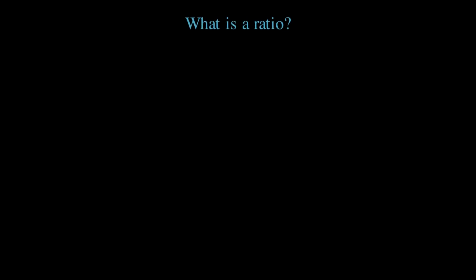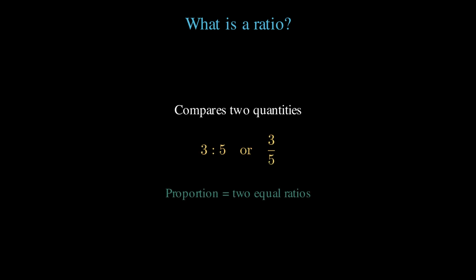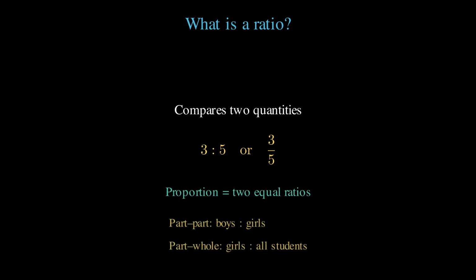A ratio compares 2 quantities. Think 3 to 5 or 3/5, depending on wording. A proportion sets 2 ratios equal, 2 fractions that match, so you can solve for an unknown. Part to part compares groups, like boys to girls. Part to whole compares one part to the entire amount.